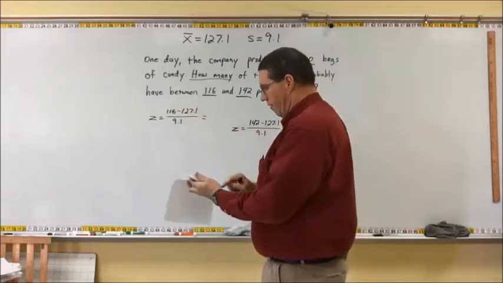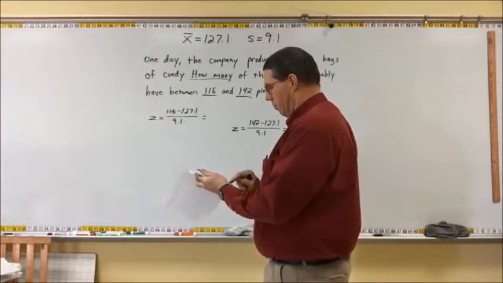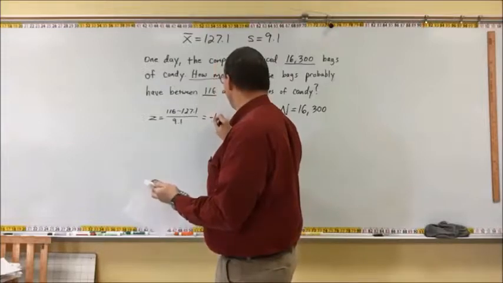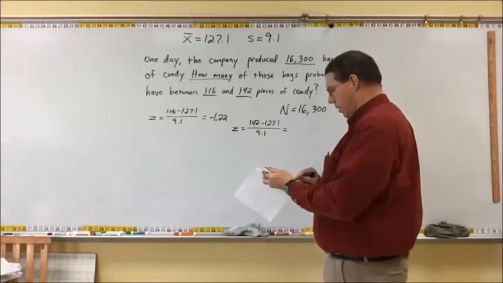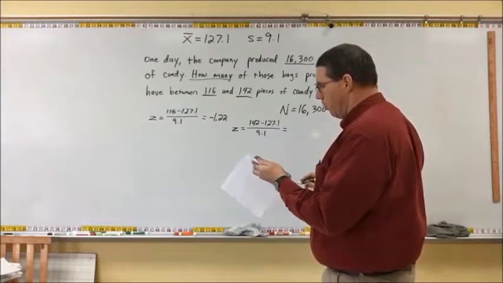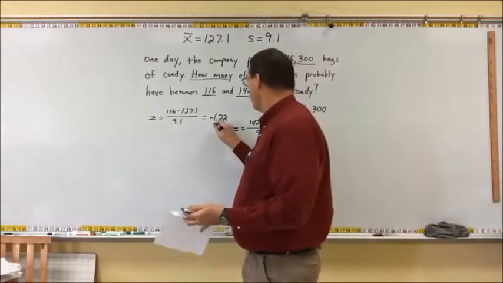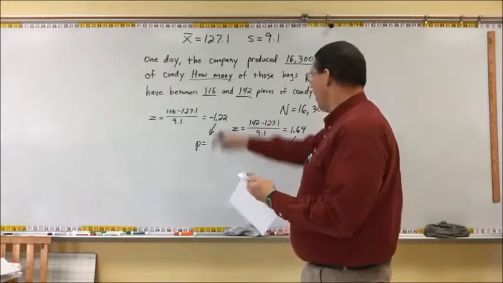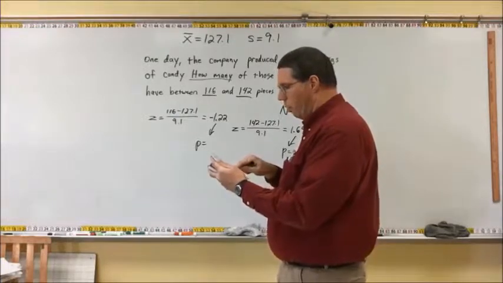And so let's do this one over here first. 116 minus 127.1, and then we're going to divide that by 9.1. That's going to give us negative 1.22, rounded. And over here we're going to have 142 minus 127.1, divided by 9.1. That's going to give us 1.64, rounded, okay? So now we're going to turn this into a p-value, and we're going to turn this one into a p-value. So go in the table, we're looking for negative 1.22, and I get 0.1112.